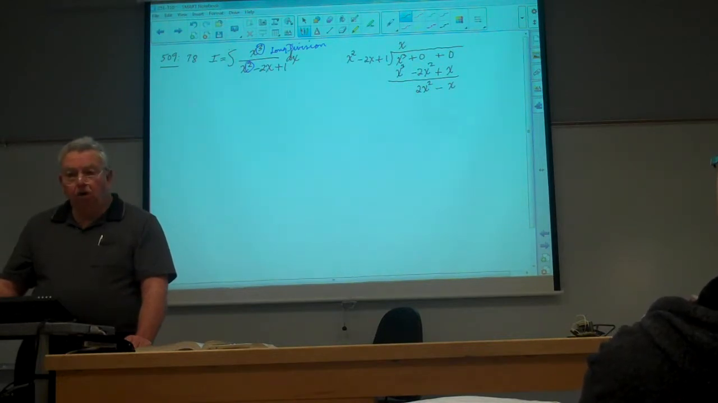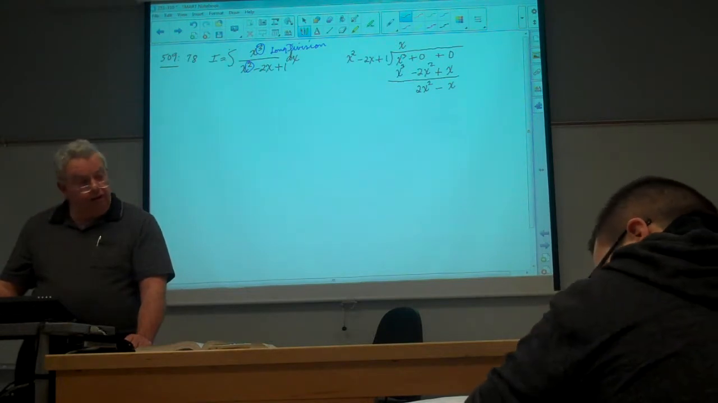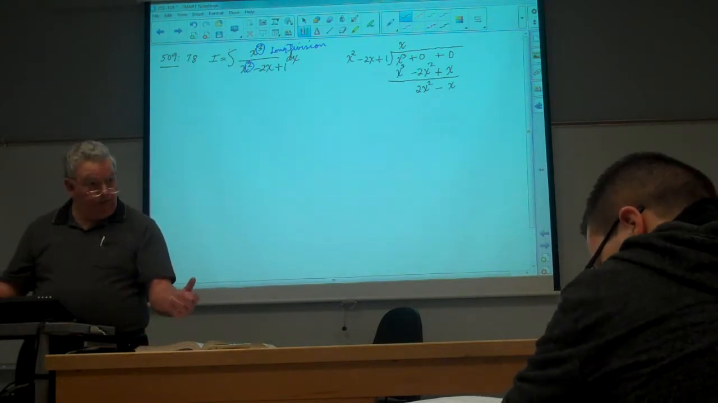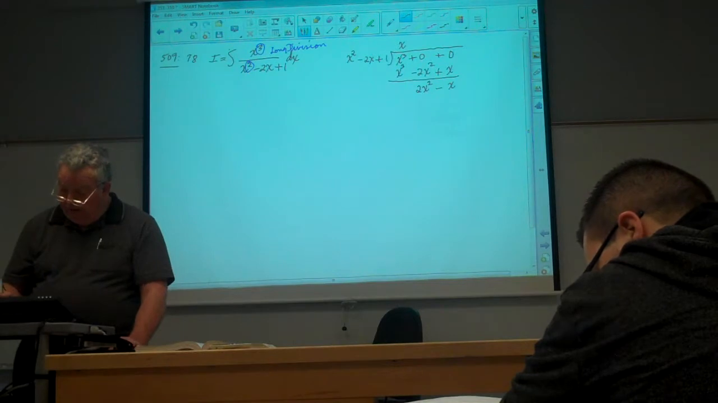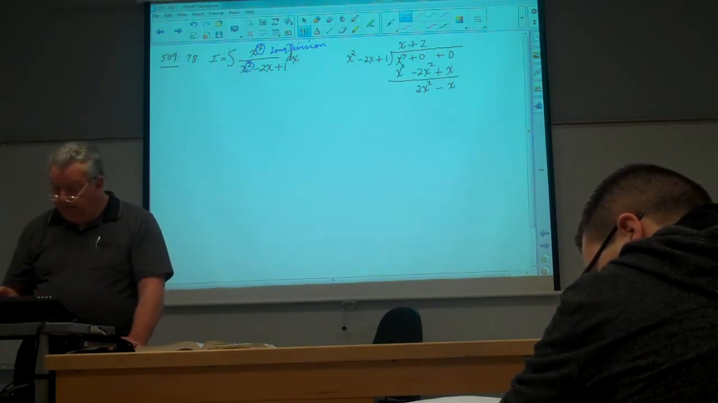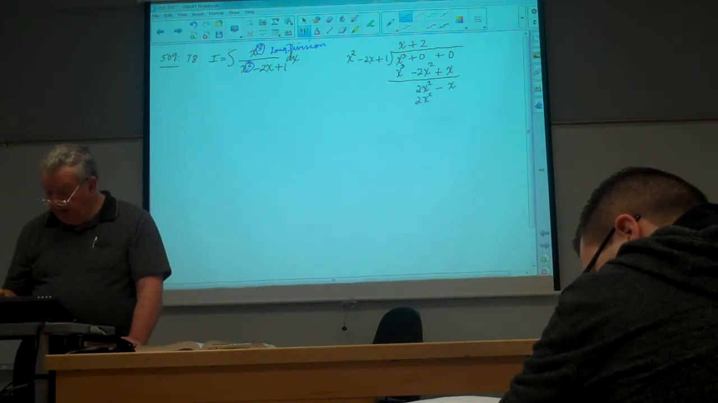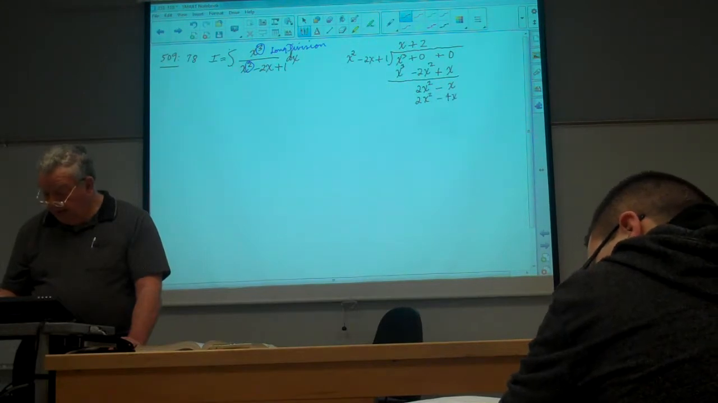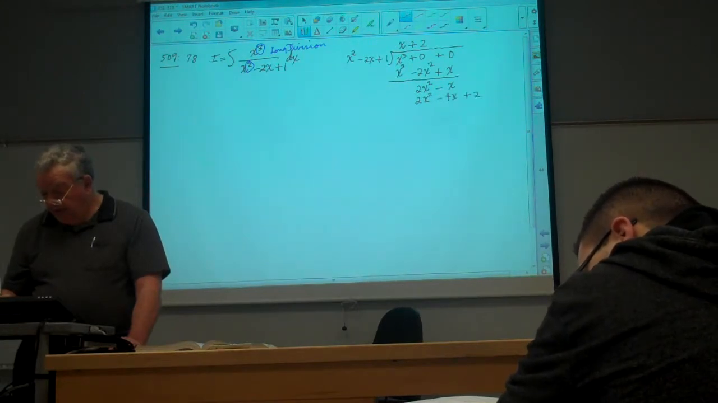Now I look only at the first terms. What do I multiply x squared by in order to get 2x squared? Obviously 2, huh? So I do plus 2, and then I have 2x squared minus 4x plus 2.